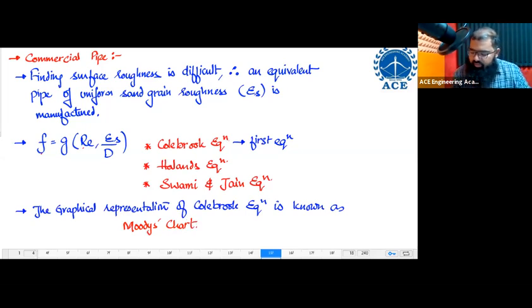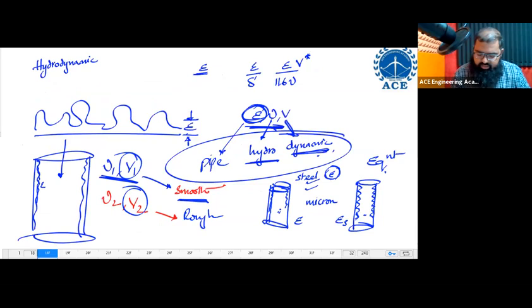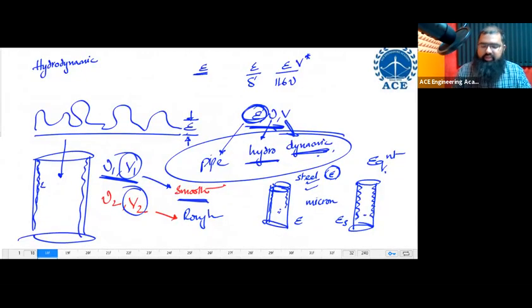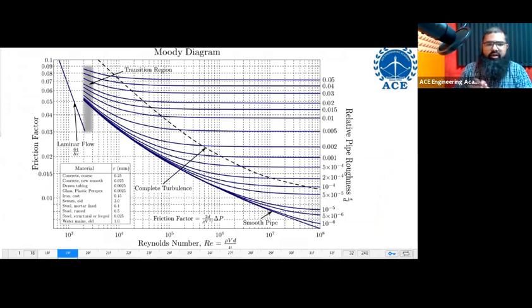Now, what is this Moody's chart? I have saved one slide which is showing Moody's. This is Moody's diagram or Moody's chart. Look over here at this diagram. Very interesting chart. Whenever you have functions of two variables, that time you are supposed to have charts like this. The problem we have is f is equal to a function of Reynolds number and epsilon s upon d. It's a function of two things, Reynolds number and epsilon s upon d.